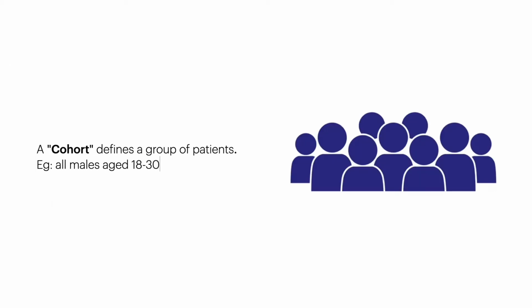You might ask, what is a cohort? A cohort defines a group of patients, for example, all males aged between 18 and 30. Grouping of patients can be used during treatment, for research, and in many other scenarios. Now, let's see what are the ways that we can create these cohorts.